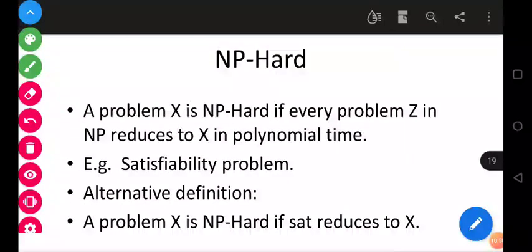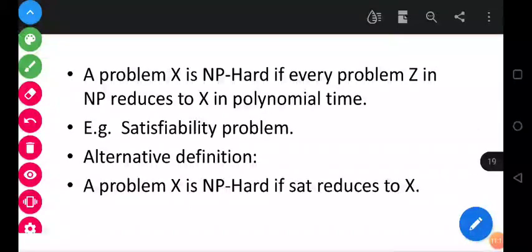Now, what is the definition of NP hard? A problem X is NP hard if every problem Z in NP reduces to X in polynomial time. So, if I can reduce every problem in the set Z to a problem X, then that problem X is known as an NP hard problem.